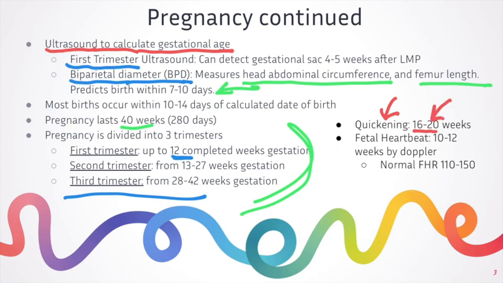Your fetal heartbeat can be heard by 10 to 12 weeks on a Doppler. Your normal fetal heart rate is 110 to 160. This is a typo, and forgive me. So your normal fetal heart rate is 110 to 160, okay?